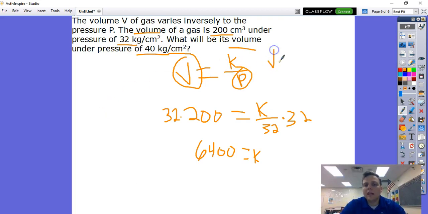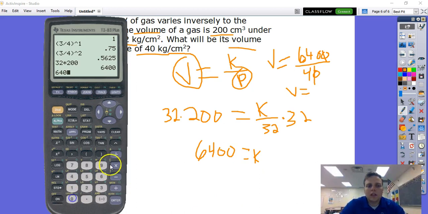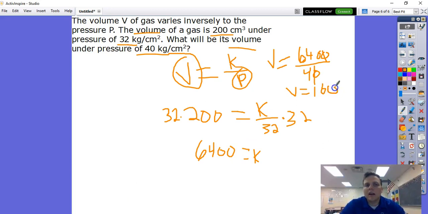So I could say V is equal to, but I know what k is. So I can plug in 6,400 over, and then they gave me what P was. P was 40. So I can just say V then is equal to, cancel out the zeros, you can also use a calculator, 640 divided by 4. 640 divided by 4, 160. So I know its volume is 160 centimeters cubed. Boom. Alright, that's how it's done, guys.